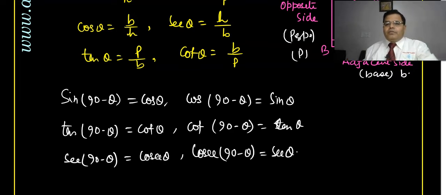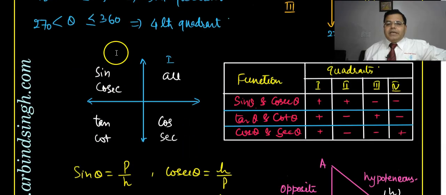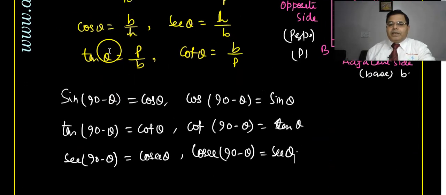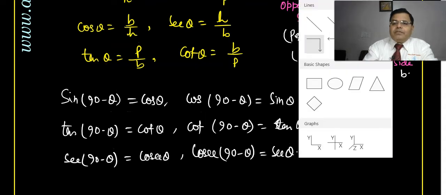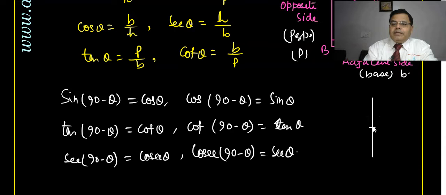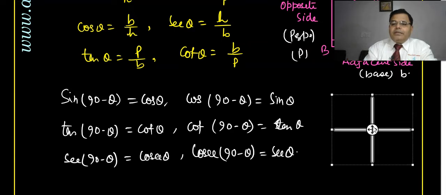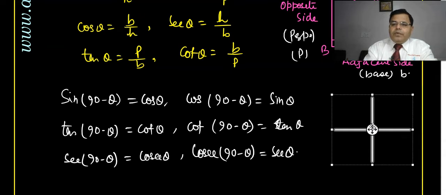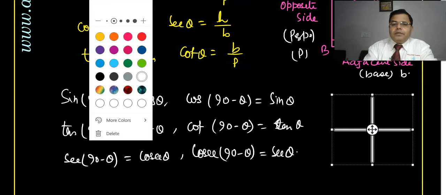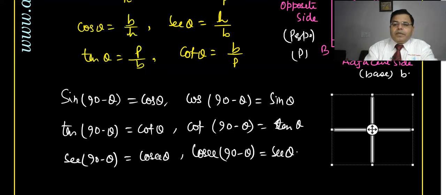So why is it so? Because the angle 90 minus theta lies in the first quadrant, and in the first quadrant all ratios are positive, so that is why all of them are positive. In the first quadrant, 90 minus theta is an angle that lies in the first quadrant. So here, we can write it. We can do it.